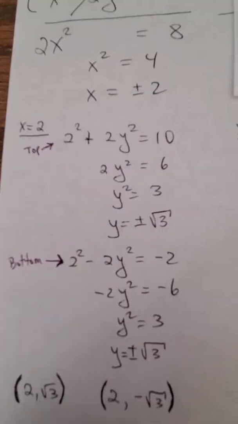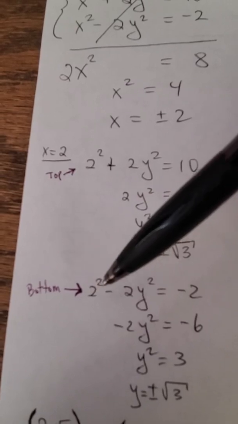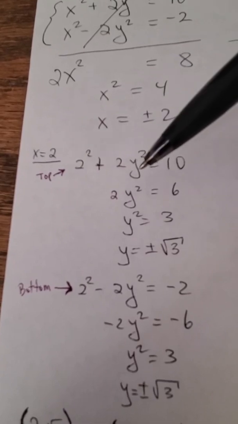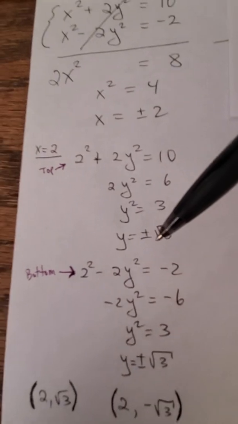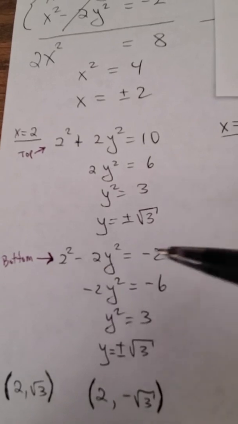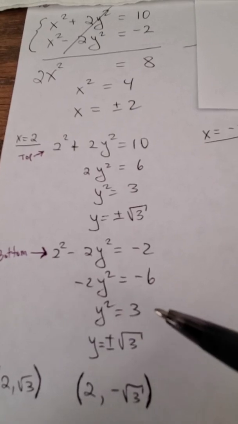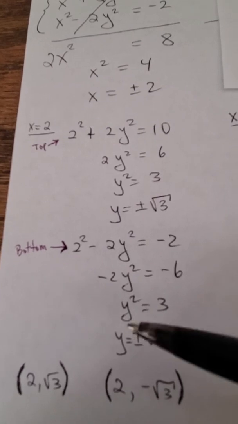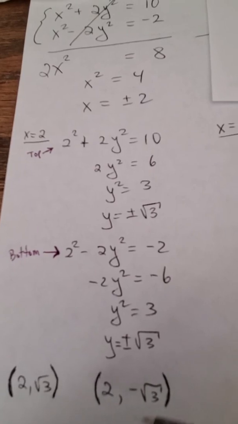And again, we're going to have to try them both out. If x is plus 2, I have to do the top equation and the bottom equation. I got to do both. I plug in x equals positive 2, so I get 2 squared plus 2y squared equals 10. That gives me y squared equals 3, y equals plus or minus rad 3. Now I do the second equation. I put 2 squared minus 2y squared equals negative 2, and that gives me negative 2y squared equals negative 6, y squared equals 3, y equals plus or minus rad 3. They both work in both equations, so I'm going to make them both answers: (2, rad 3) and (2, negative rad 3).